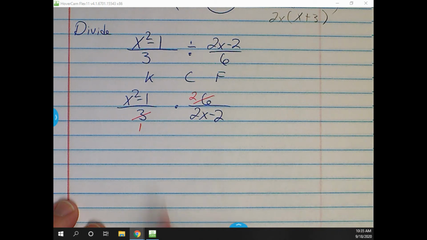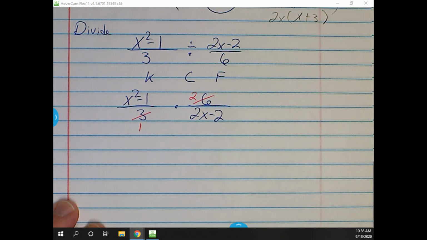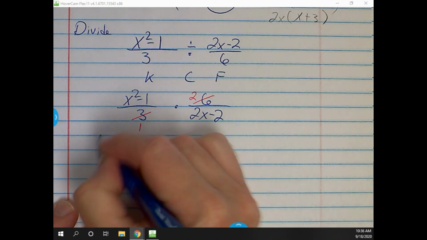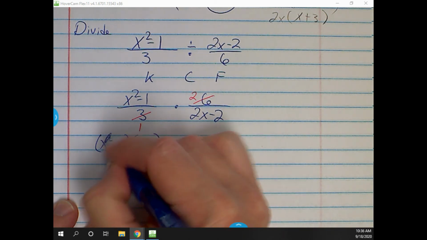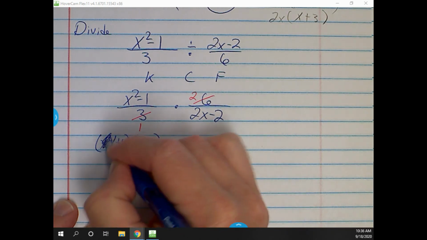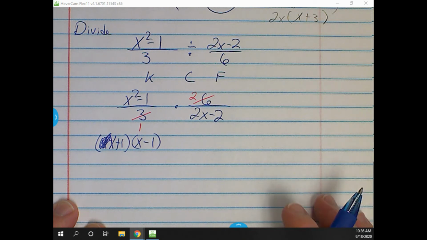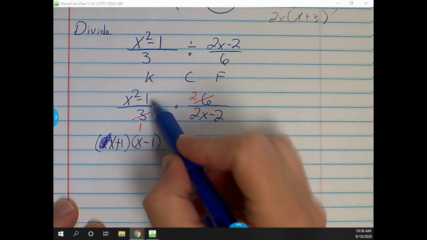Okay, for the other part, this one is another perfect square. It's x squared minus 1, so we make that x plus 1 and x minus 1. Same thing if this had been 16, you'd have made that 4 and 4.